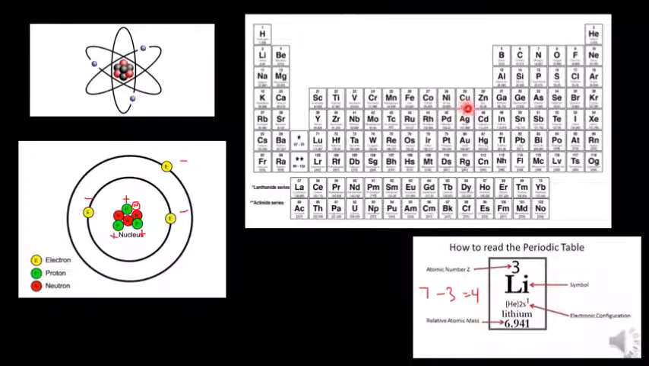Things like the coinage metal group right here, we have copper, silver, and gold. They're all very lustrous. They're very malleable. They're metals. They're used in coins because of their properties. And so families all have similar characteristics to them.